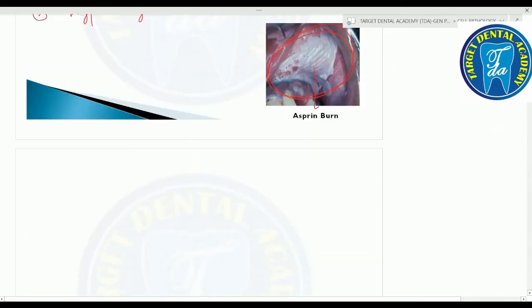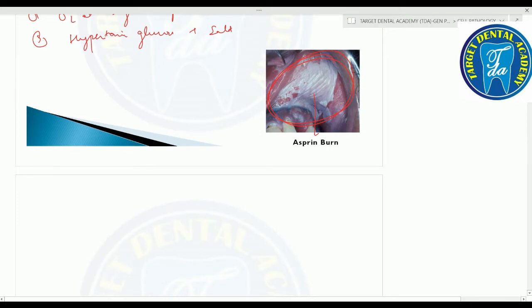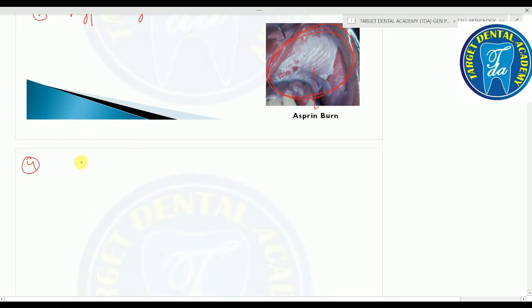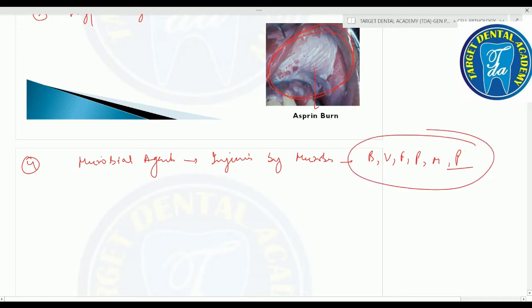So after this, next may be due to microbial agents. The microbial agents, in this the injuries by microbes, also include the infections which are caused by bacteria, viruses, fungi, protozoa, metazoa and other parasites. So in this, all the infections which are caused by these microbes.